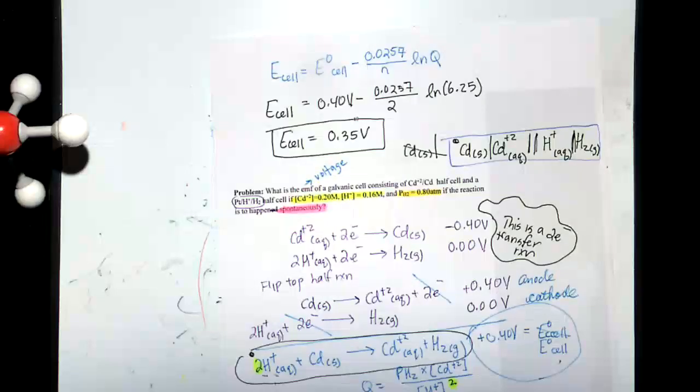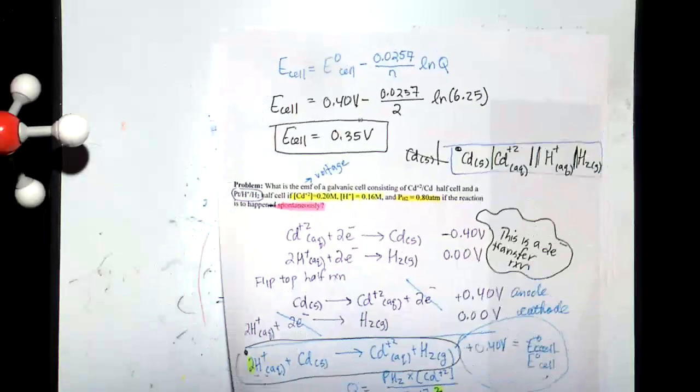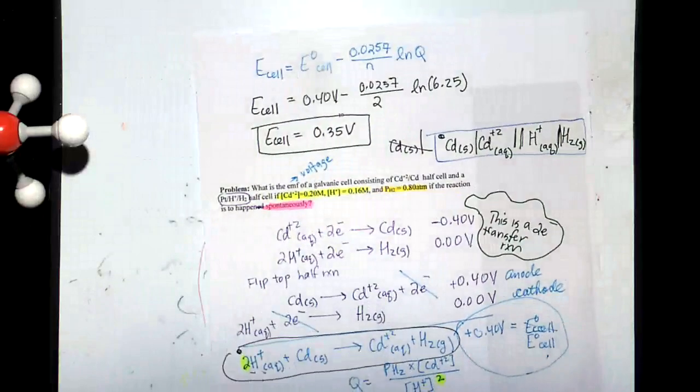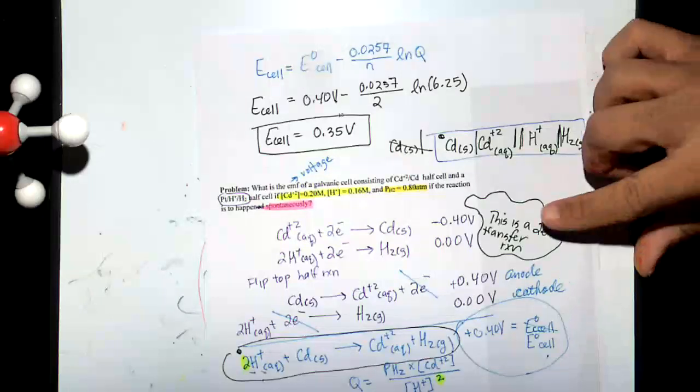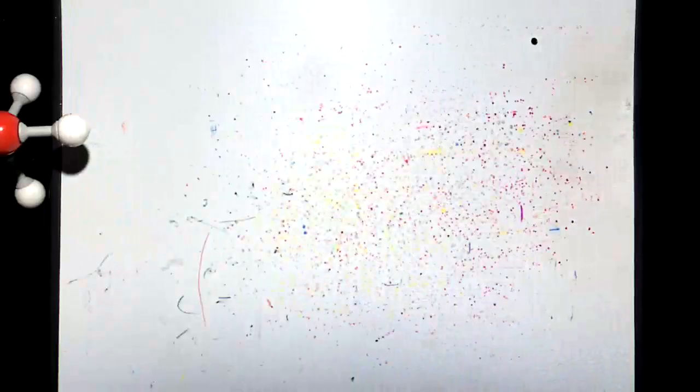All right, so this is how we do this type of problem. This is the Nernst equation. This is our last problem, and we have how many more minutes? A good 10 minutes or so.